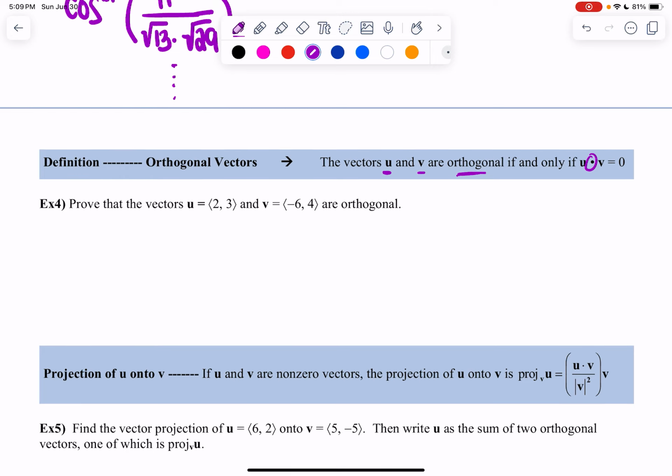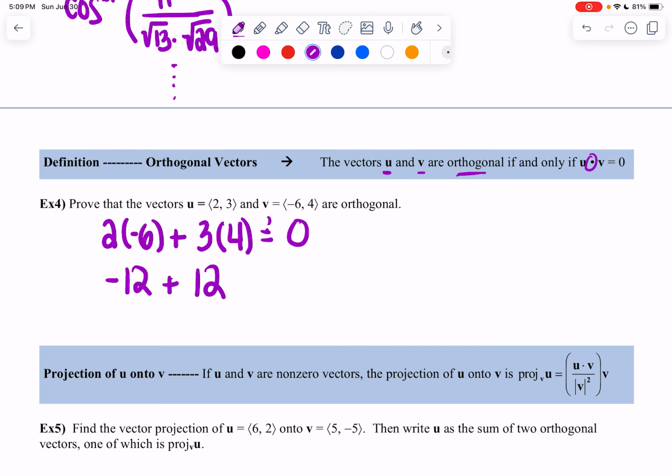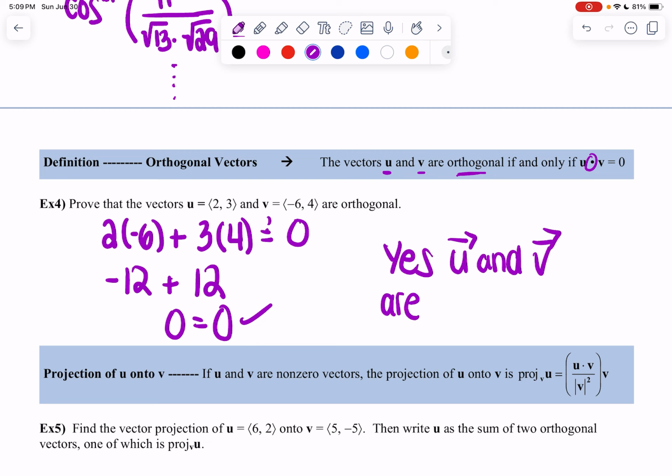So I would start with: prove that the vectors u and v are orthogonal. You would just do the dot product. So it would be what we did before, 2 times -6, first times the first, plus 3 times 4, and you want to question whether or not that equals 0. So from there, I would do -12 plus 12, and that would be, in fact, 0. So in other words, yes, the vectors u and v are orthogonal. That's all you have to do. It's just another term that we can know based upon the dot product.